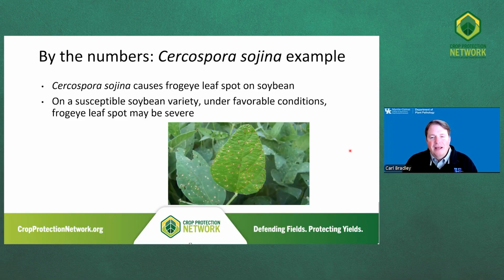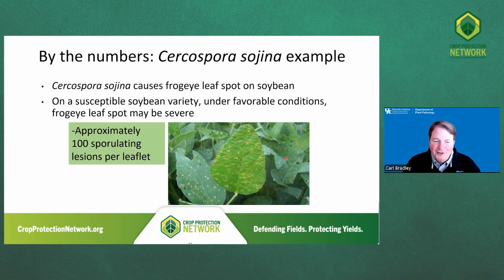So let's take for an example again, Cercospora sojina, which causes frog eye leaf spot of soybean, and you can see what this disease looks like here on the soybean leaf. It's got these lesions or spots that you can see here, a dark border with a light colored center. And so on a susceptible soybean variety, when we have conditions that are really favorable for infection, frog eye leaf spot can be pretty severe. And I would call the level of frog eye leaf spot in that picture fairly severe. So this is a good example of what the situation could look like.